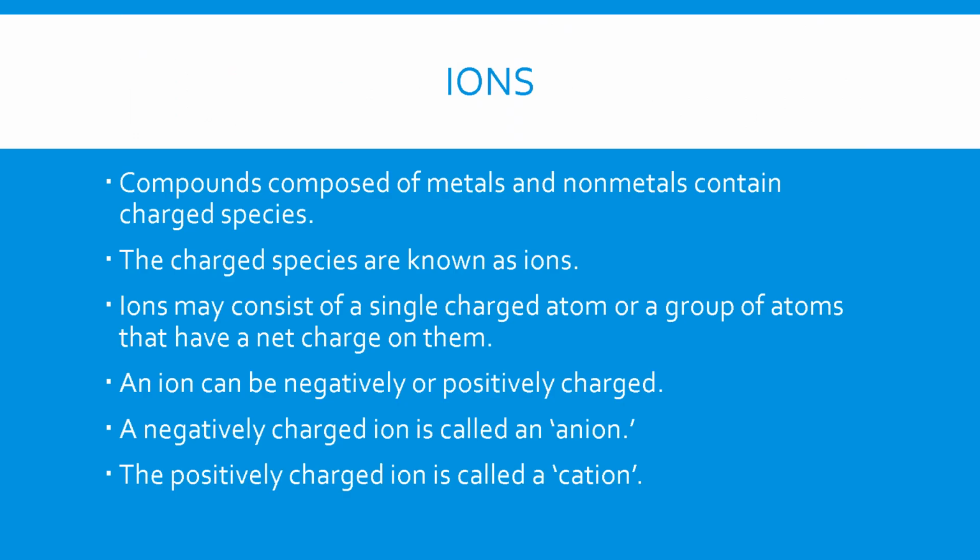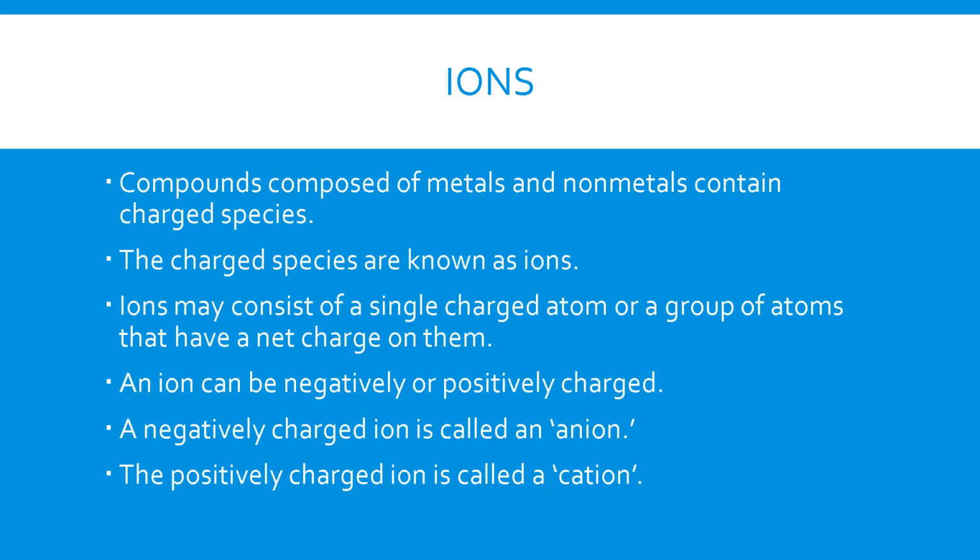Now, what are ions? The compounds composed of metals and non-metals contain charged particles. These charged species are known as ions. Ions may consist of a single charged atom or a group of atoms that have a net charge on them. Right? So a single atom might have the charge, or there might be a group of atoms which have a net charge on them.